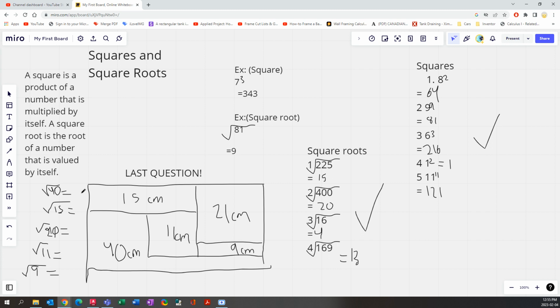Alright, let's do the question. The square root of 40. If you guys were paying attention, it's kind of the same as 400, so it's 20. So that's correct. What about 15? You guys think it's 5? Awesome job. What about 21?